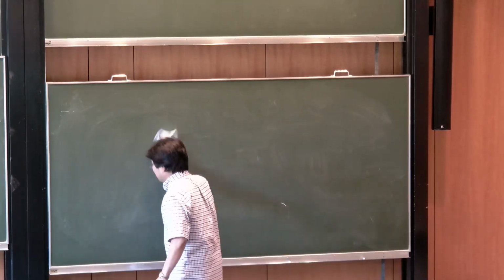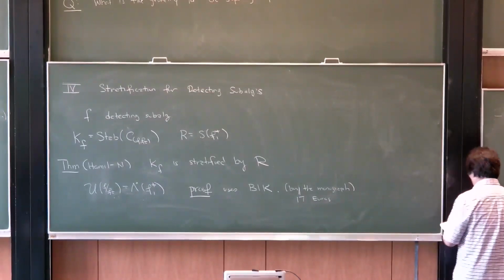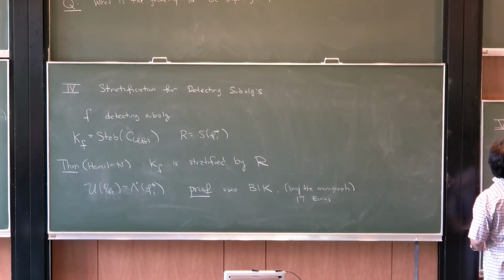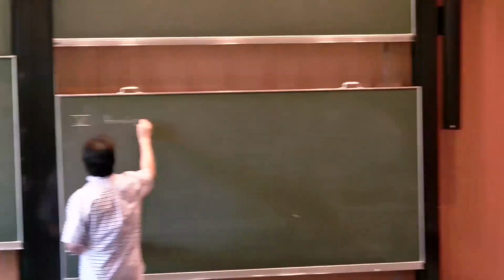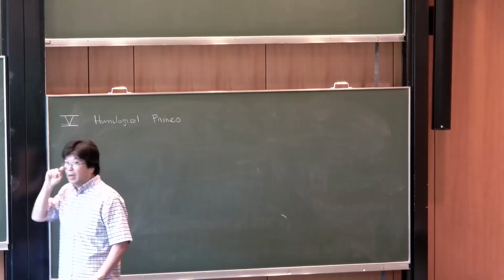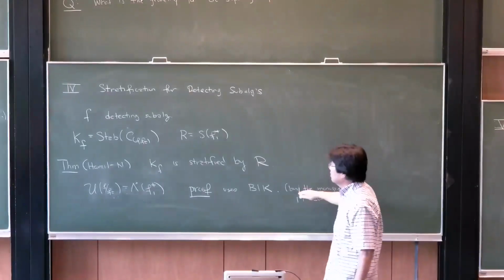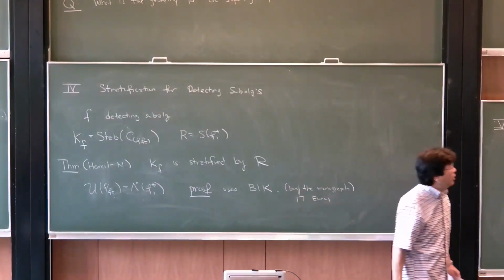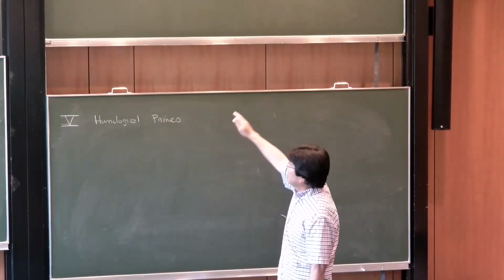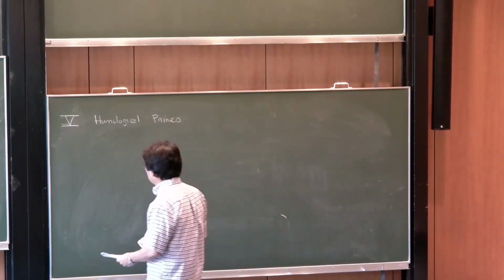All right. Now we move on. The next one is on homological primes. The idea is that we have good control over the detecting subalgebra over here. And what we need to do is get information to attack the problem for G. So we need to use homological primes.